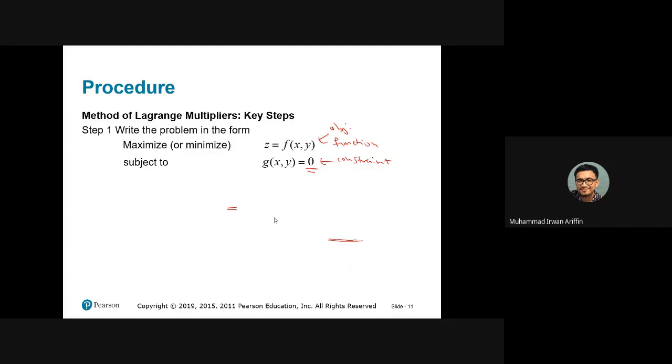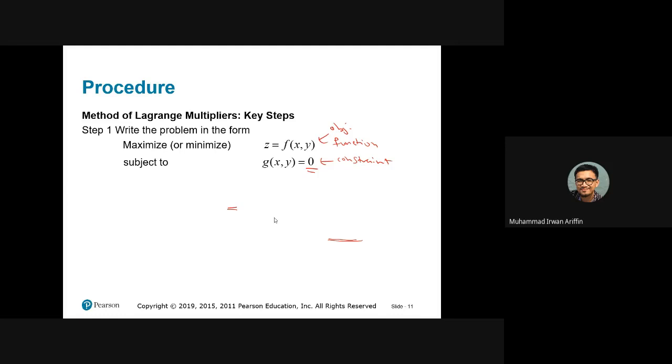Okay, so this is basically just a review of the procedure, how we can apply the Lagrange multipliers. Our objective would be to maximize or minimize something. So in economics, most of the time we would want to maximize profit. We would like to maximize revenue. We would like to maximize productivity. And with regard to minimization, for example, we would like to minimize cost.